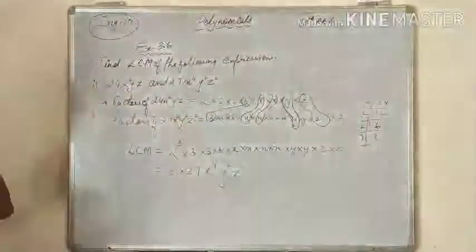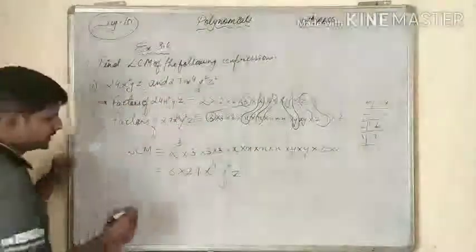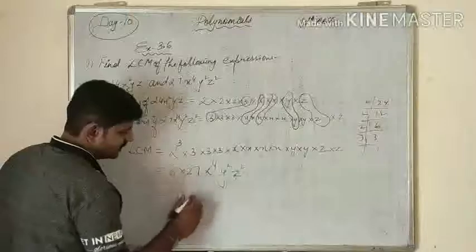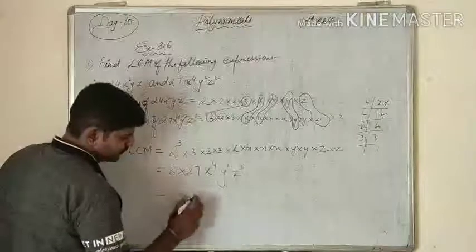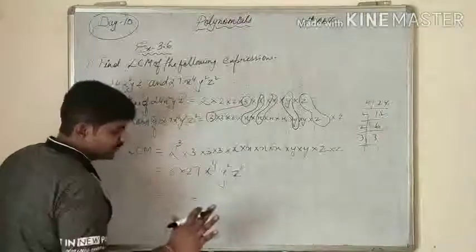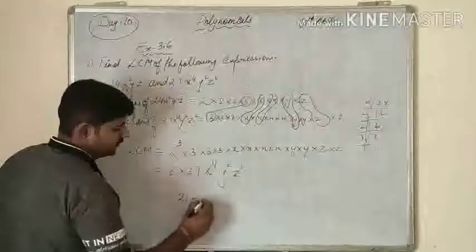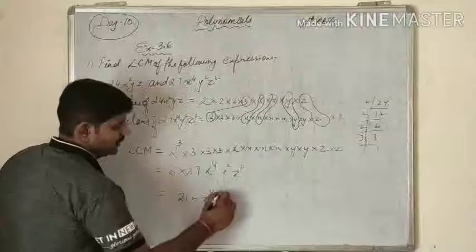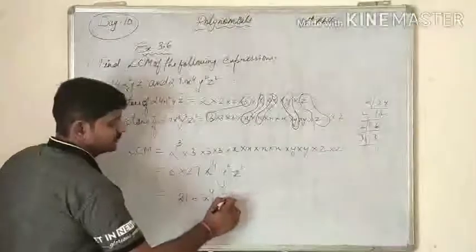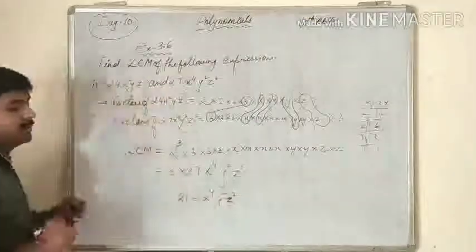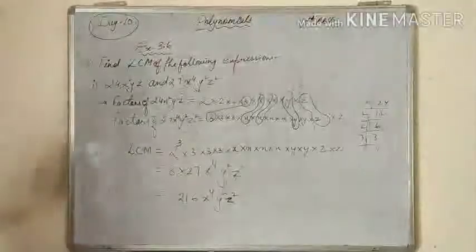So this is the product. Let's multiply by 8. 8 sevens are 56, 8 twos are 16 and 5, 21. So 216 x raised to 4, y square and z square. These are the terms. Let me tell you very clearly.